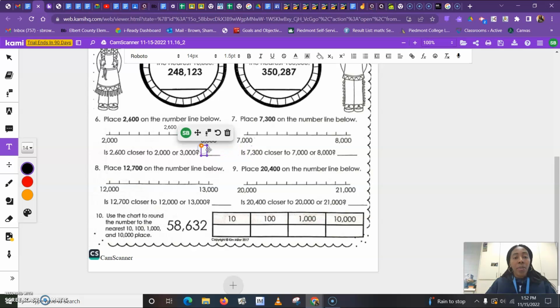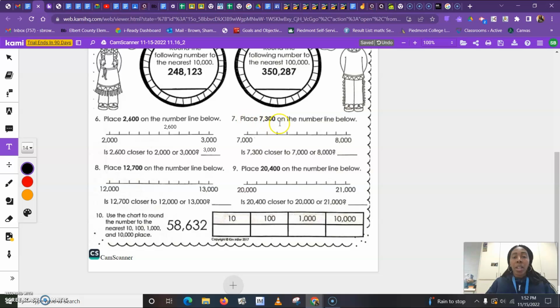And for the next one, it says place 7,300 on the number line below. So you would just count the number of notches. You will be at 7,000, 7,100, 7,200, 7,300. It would be here. Then it asks, is 7,300 closer to 7,000 or 8,000? And you would just write the answer on the line.